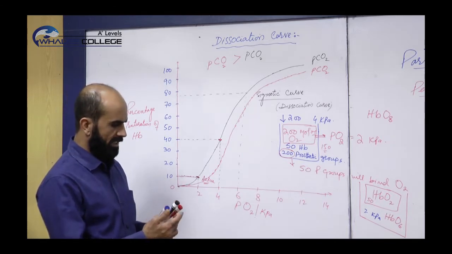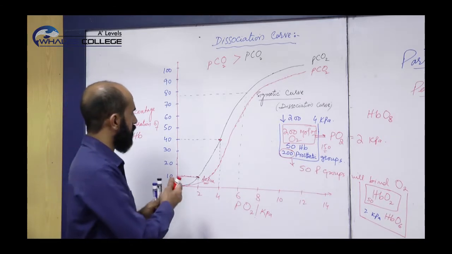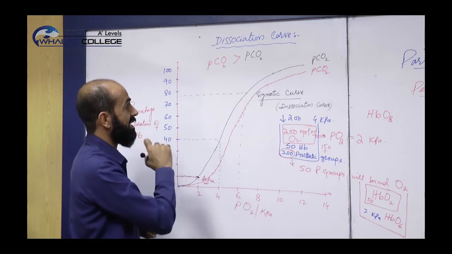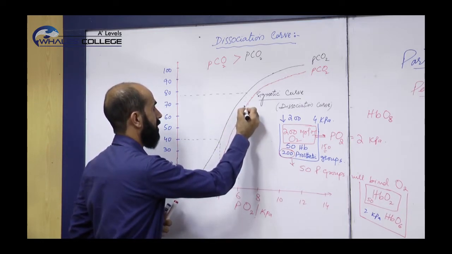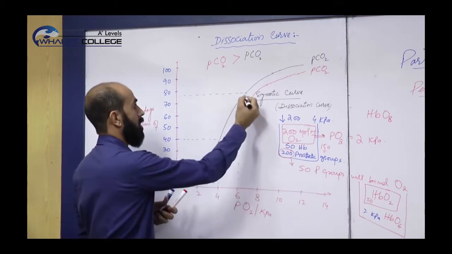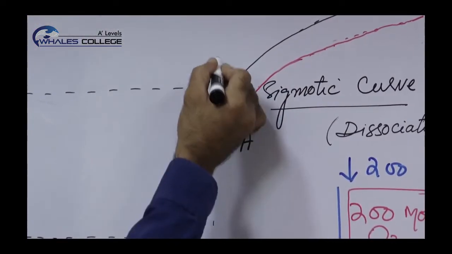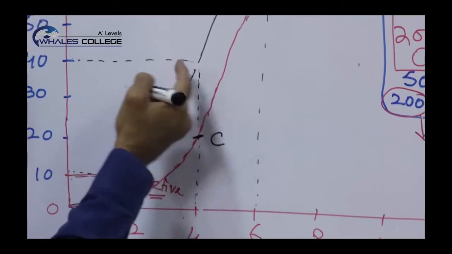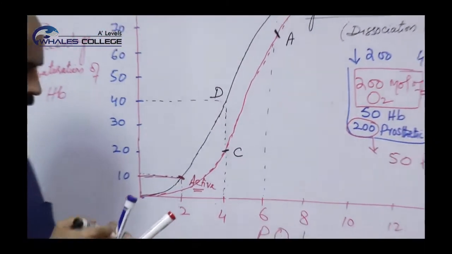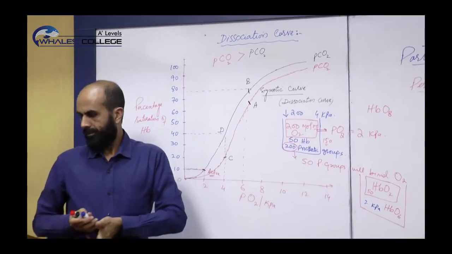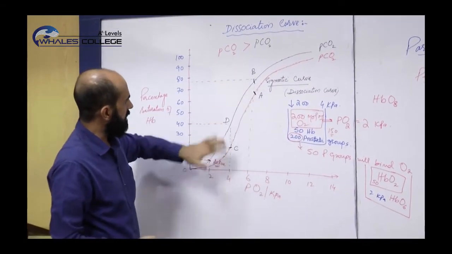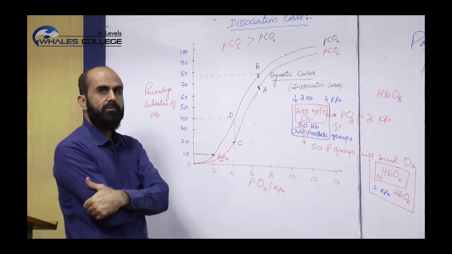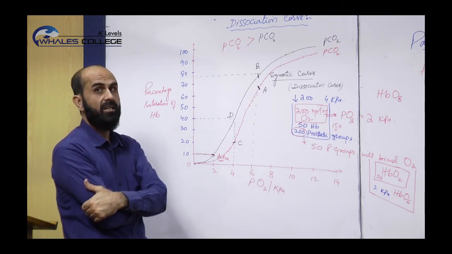So now we can simply say that if somebody asks you in this graph, I'm just giving you 4 locations: one location is here, this is A, one location is here, this is B, one location is here, this is C, and one location is here, that is D. And this is my MCQ question. If somebody asks you A, B, C, D, which one is the active muscle? Which one is the active muscle?